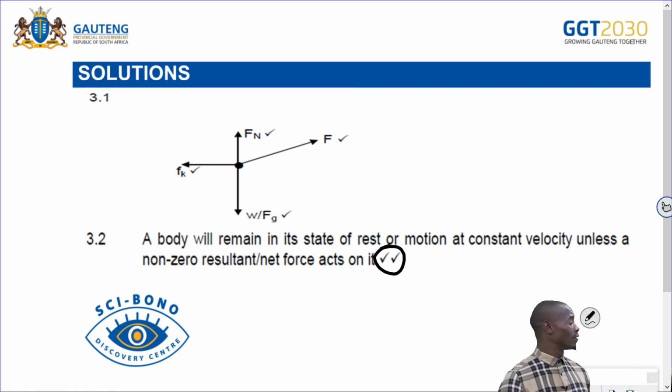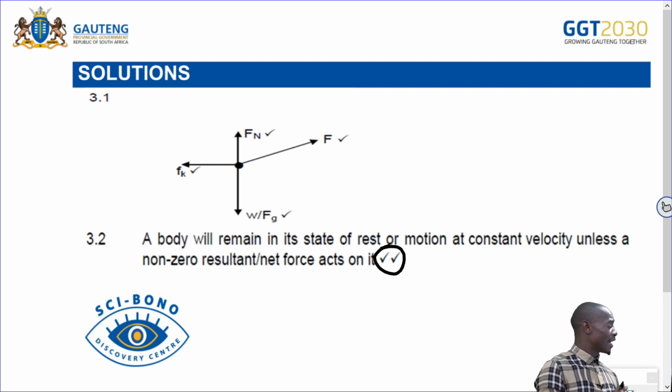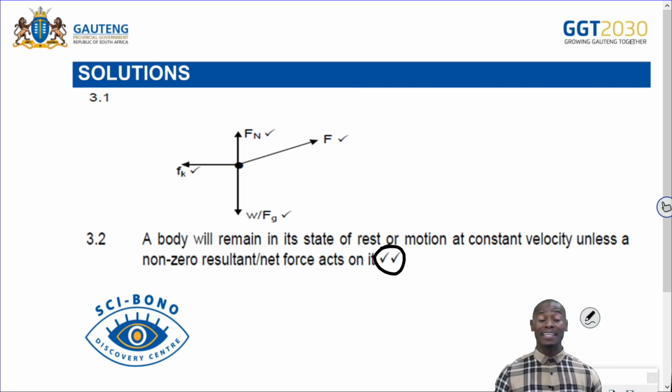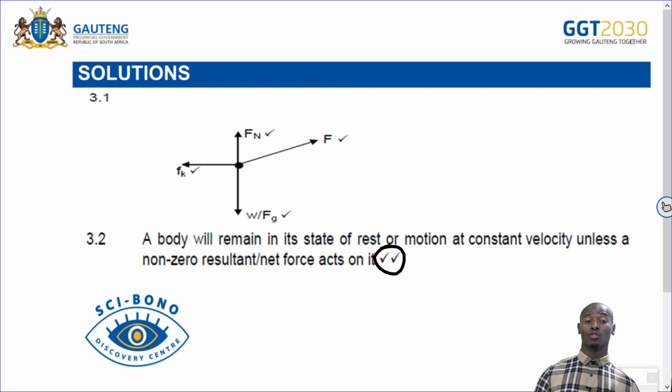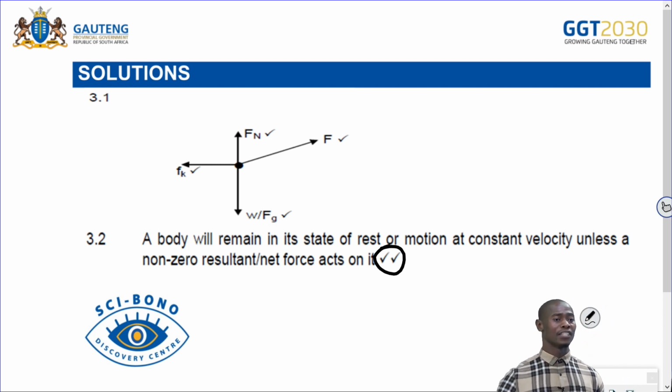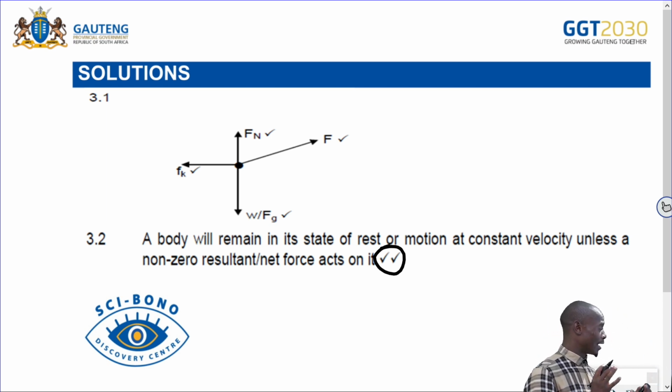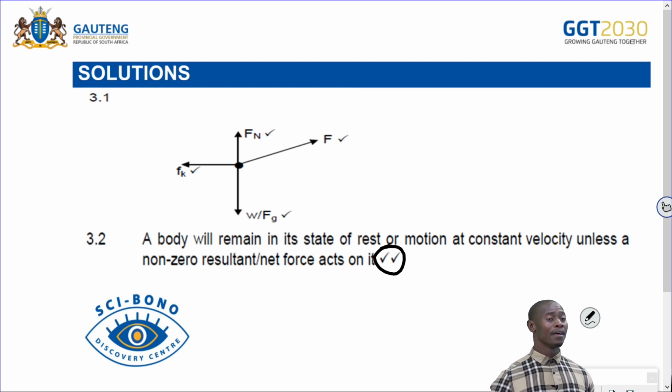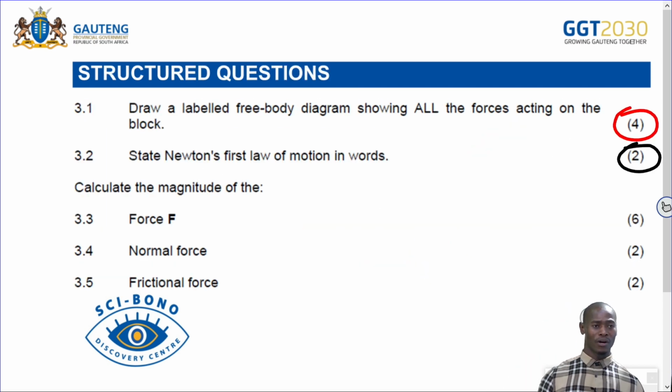It's not 2 marks only for saying an object will remain in its state of rest or an object will move at a constant what? Velocity. But it's for everything. For you to get that 2 marks, you must give all of this, and remember, this is from your examination what? Guidelines. So this is very, very important, learners. Okay? Then let's check another question here.